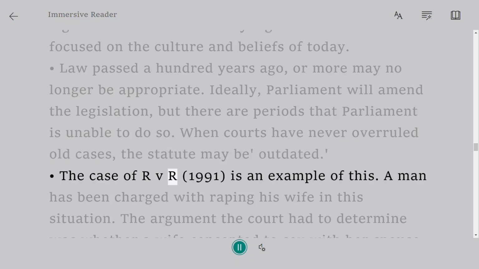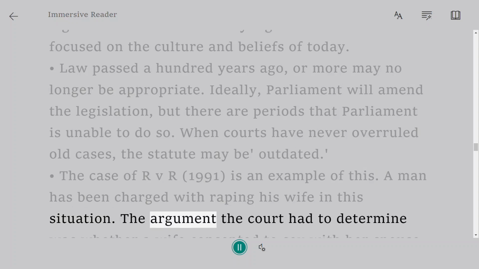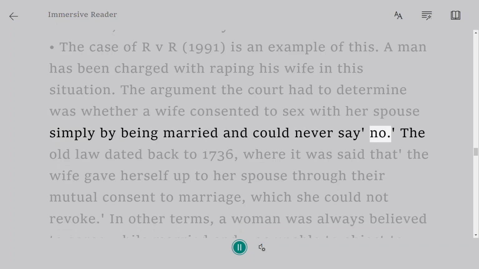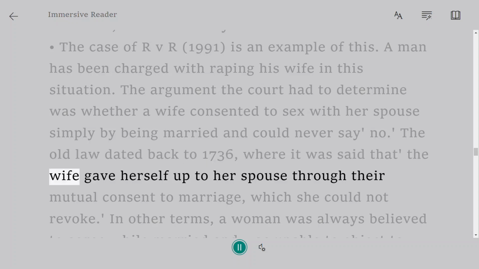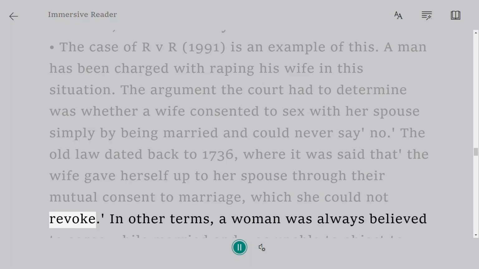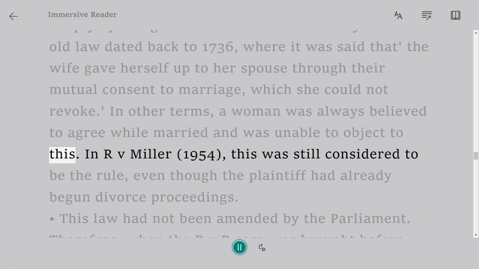The case of R v. R, 1991 is an example of this. A man had been charged with raping his wife in this situation. The question the court had to determine was whether a wife consented to sex with her spouse simply by being married and could never say no. The old law dated back to 1736, where it was said that the wife gave herself up to her spouse through their mutual consent to marriage, which she could not revoke. In other words, a woman was always believed to agree while married and was unable to object to this.